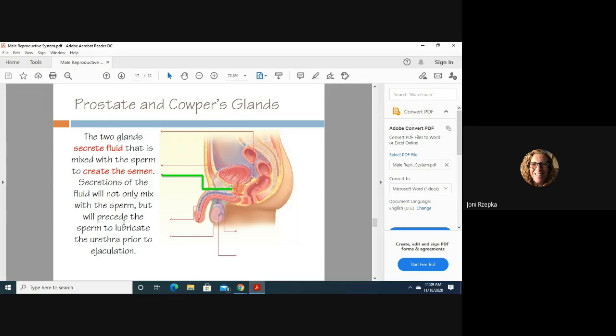The prostate does enlarge in older men. It can be an issue as you age, and so some men will get their prostate removed because it's infected with cancer. The Cowper's gland, remember that the urethra is really acidic because urine is acidic, and so the Cowper's gland will secrete a fluid that will come before the semen that will help knock out the acidity. So it helps lubricate the urethra so that ejaculation can take place.